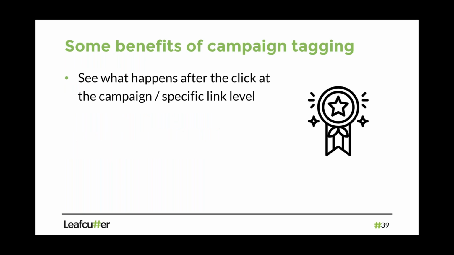All right, so the benefits of campaign tagging then. It's just seeing what happens after the click. That's all it's really about. It's about grouping traffic in different ways and being able to see, okay, when they come from this ad or this campaign, what happens after they've clicked on the link to my website? Do they convert or not? And it's just ways of aggregating that in different ways.